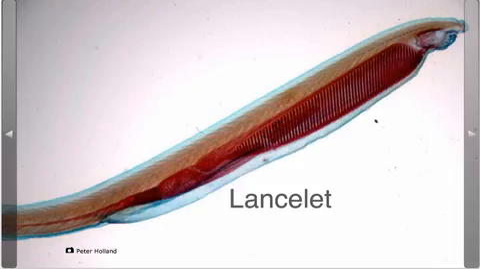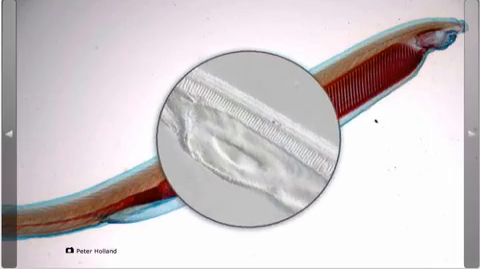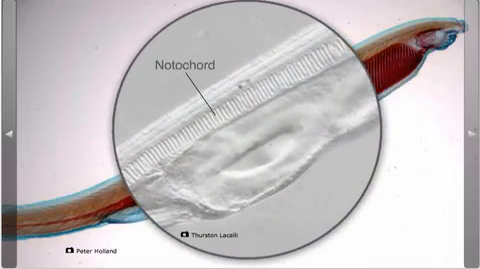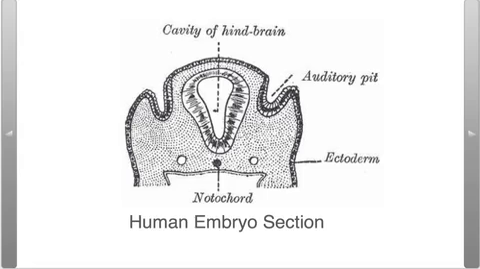We even share an ancestor with boneless invertebrates. The soft-bodied lancelet has a rod of flexible cartilage called a notochord that supports its body. Human embryos still build a notochord, but before birth, it's replaced by a backbone.